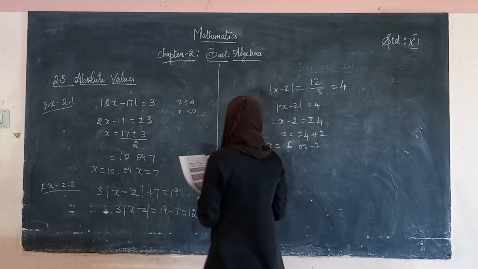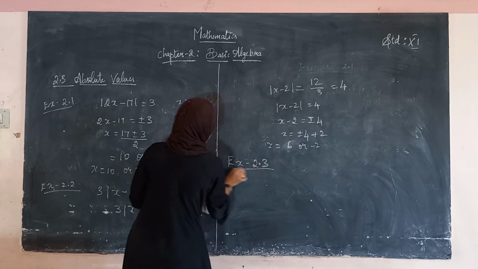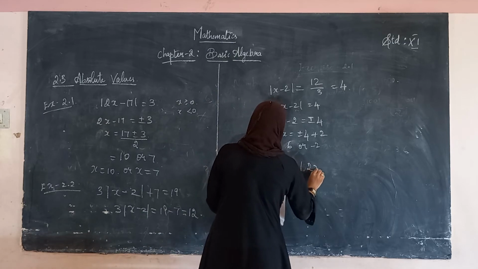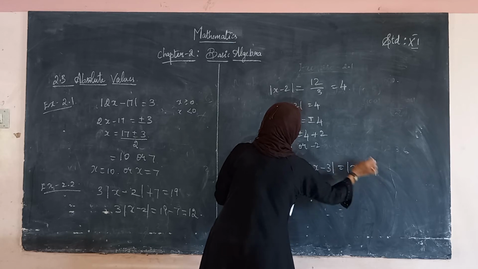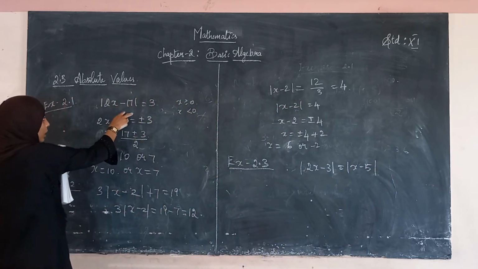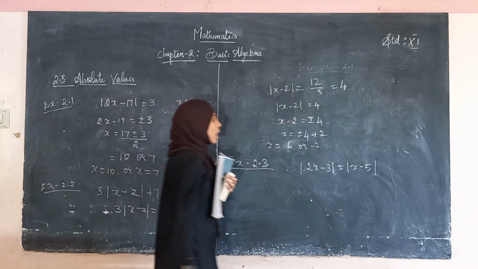Now, example 2.3. We have to solve for modulus of 2x minus 3 is equal to modulus of x minus 5. In the above examples, we have only one modulus, right? But here we have a modulus on both sides. How can we solve this?